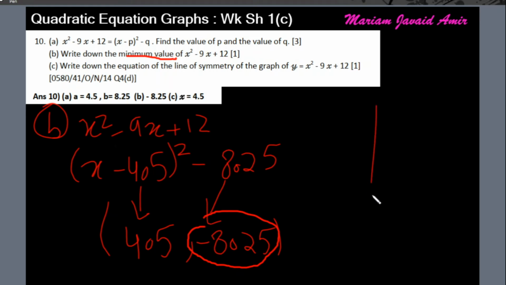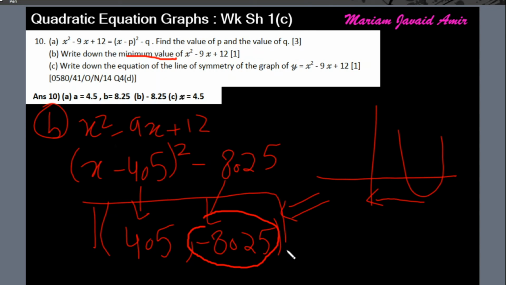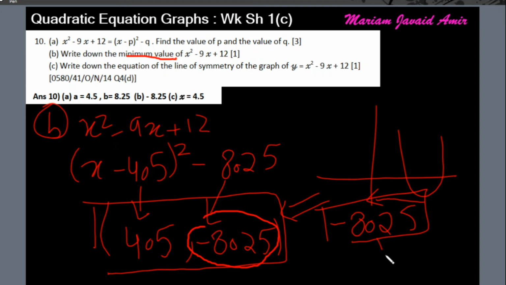Minimum value of the graph would be this value just on the y-axis. So the answer is the y coordinate of this. If the question was find the minimum point or find the turning point, then we would have written this. For now we are only writing minus 8.25, and please make this correction in the previous question as well.